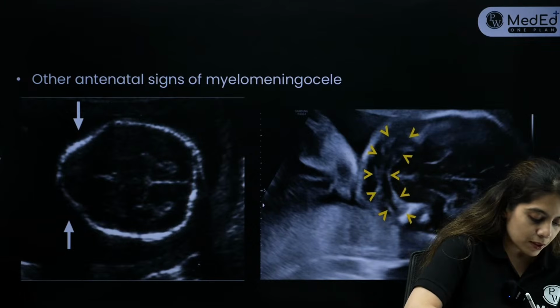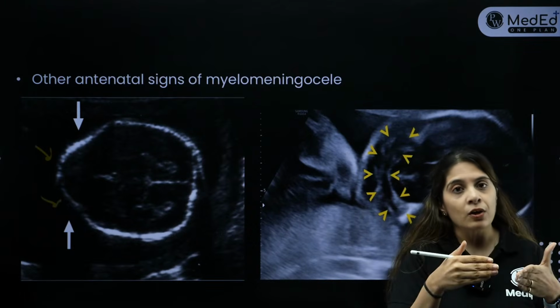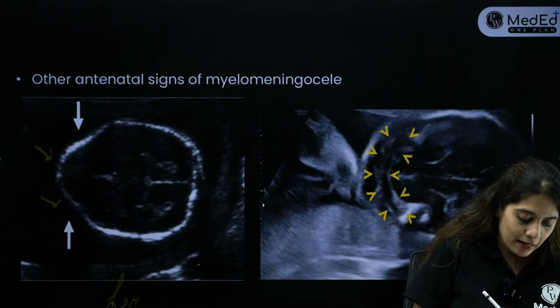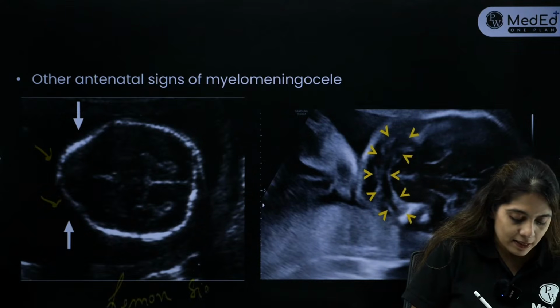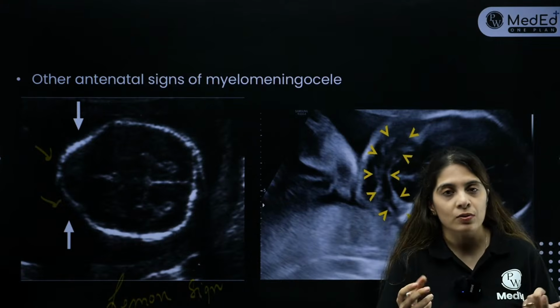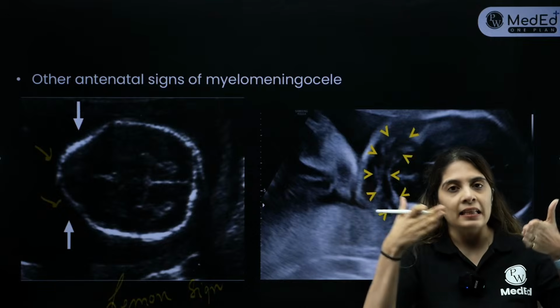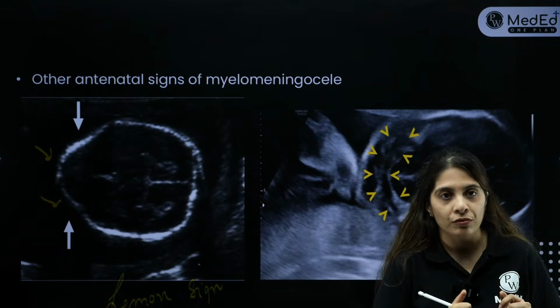So what you are seeing over here, you are able to see the scalloping of the frontal bones. Which particular fruit is it resembling? This is nothing but your lemon sign. Okay, this is the lemon sign. This is classically seen with myelomeningocele because the pressures are going to decrease as CSF is leaking, and that will lead to this particular scalloping of the frontal bones.